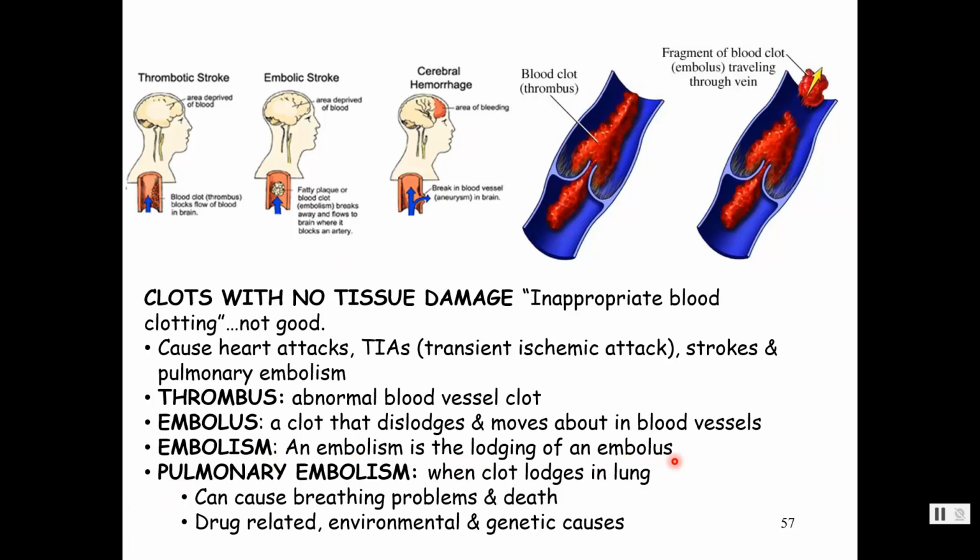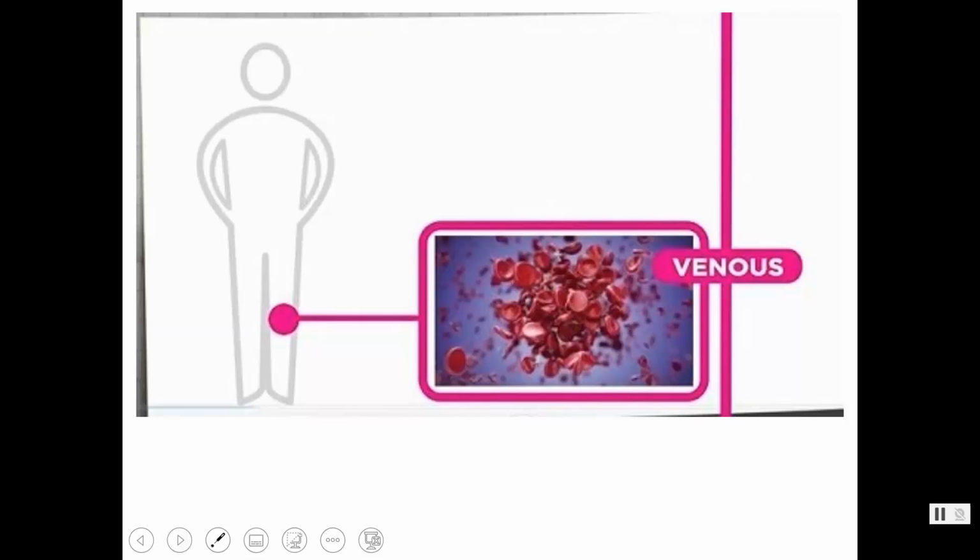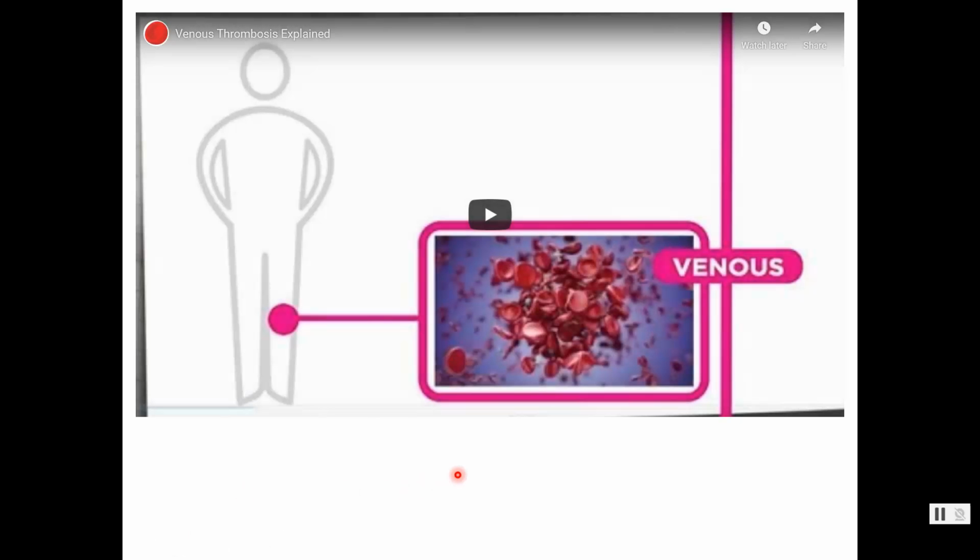So let's go ahead and look at pulmonary embolism. Whenever you see pulmonary, it always refers to lung, and so that's when a clot lodges inside the lungs. And so breathing problems, it often leads to death. It can be drug-related, environmental, or genetic causes. Often with lack of movement, so on long airplane rides, you can get deep vein thrombosis that then turns into a pulmonary embolism. So let's go ahead and watch.